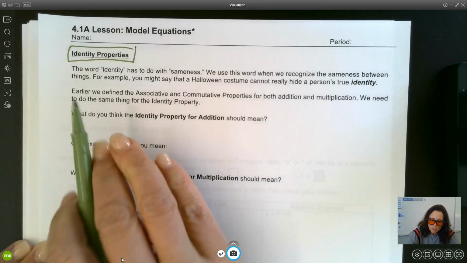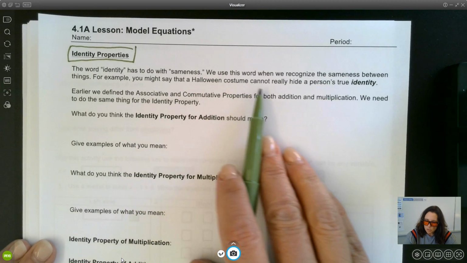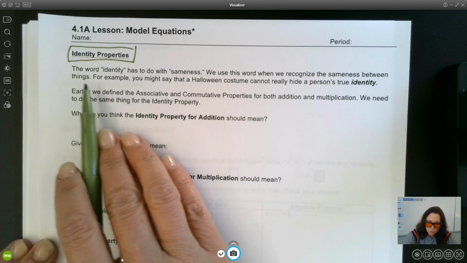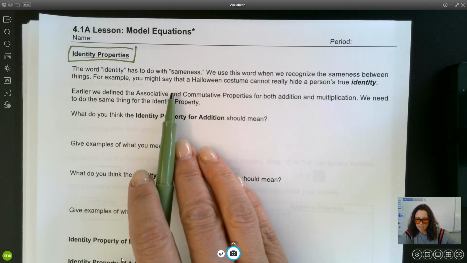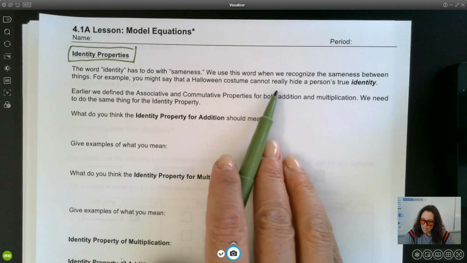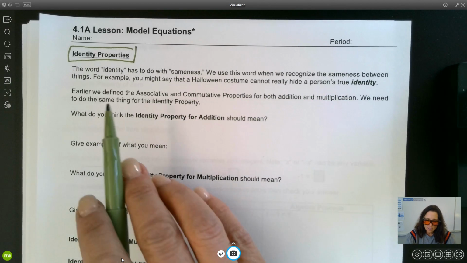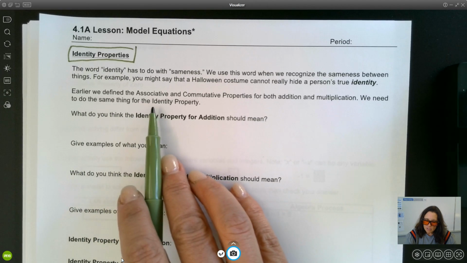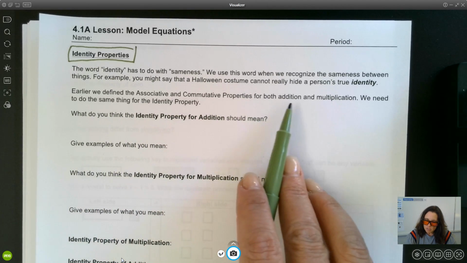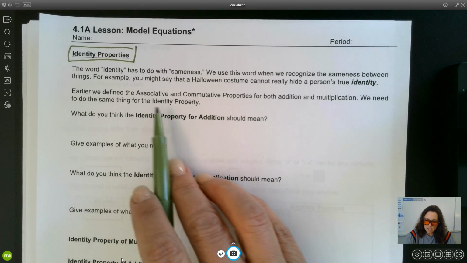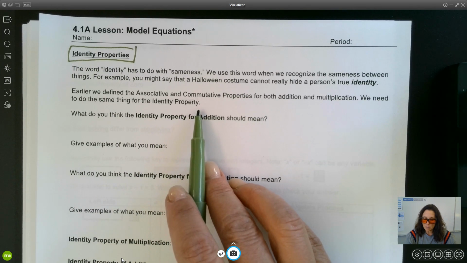Identity properties. The word identity has to do with sameness. We use this word when we recognize the sameness between things. For example, you might say that a Halloween costume cannot really hide a person's true identity. Okay, earlier we defined the associative and commutative properties for both addition and multiplication. We need to do the same thing for the identity property.